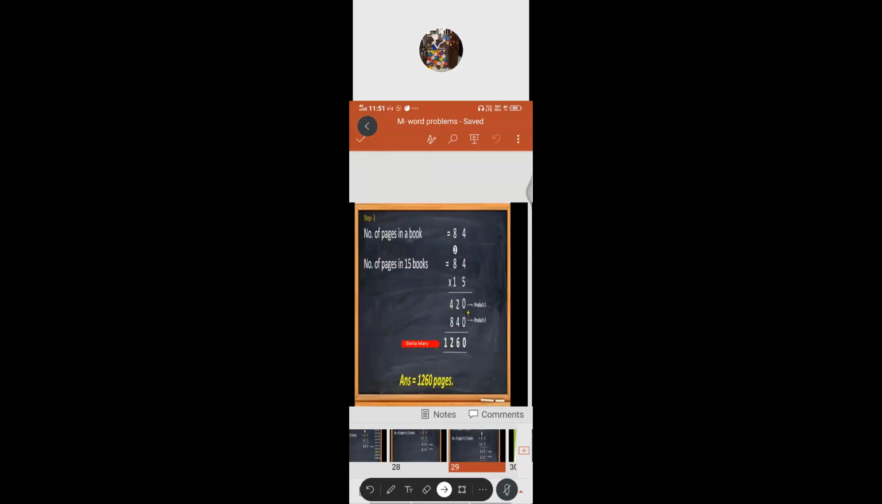You should not leave it as it is, 1260. Without fail, you have to write the pages nearby, in what subject they are asking. You have to fulfill that statement. Then only you'll get the full mark. If you continue your problem step wise, really you'll get the full mark in that one. Shall we go for the next one?